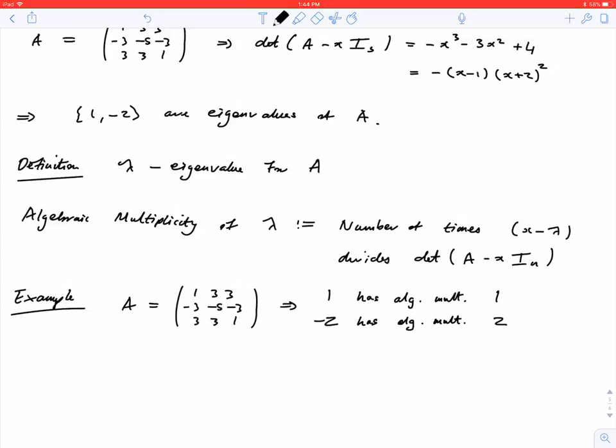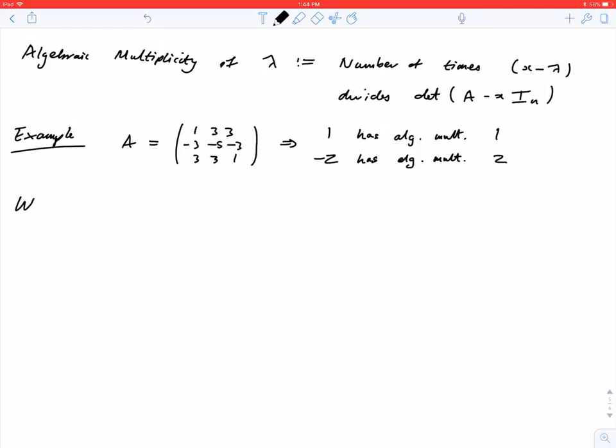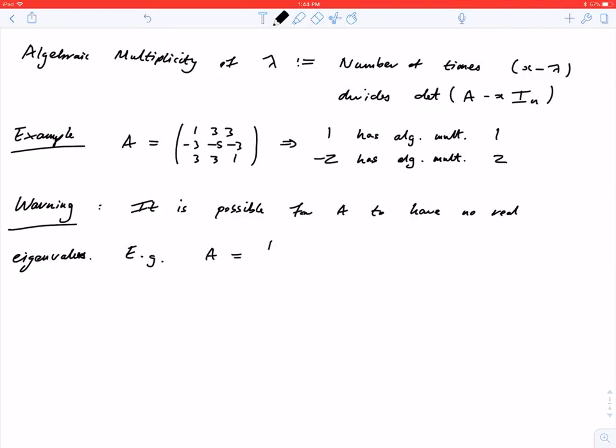Something to say here is this is a big warning. If you think about this, there are some very strange consequences. It is possible for A to have no real eigenvalues. Why is that true? Well, remember there are examples of polynomials with no real roots. So just for example, I'll do one I've deliberately rigged here. Let A be equal to 0, minus 1, 1, 0. If you do the characteristic polynomial of this, it turns out to be equal to x squared plus 1. And that's got no roots in the real numbers.